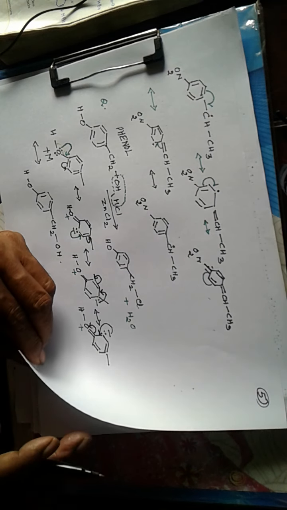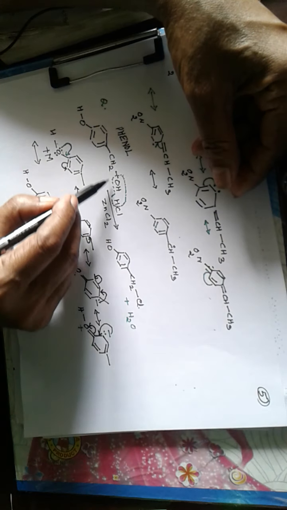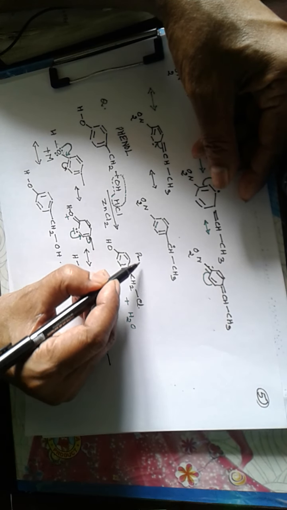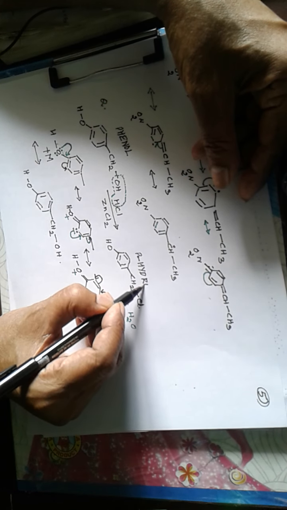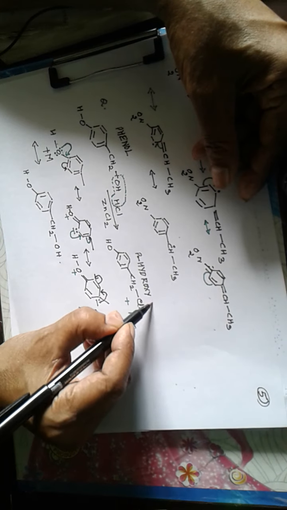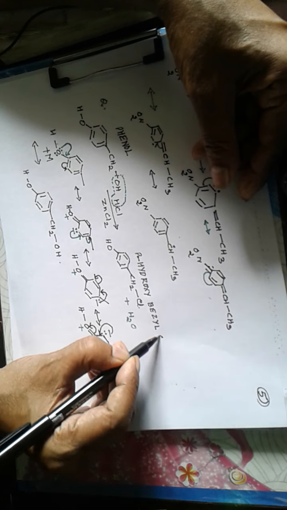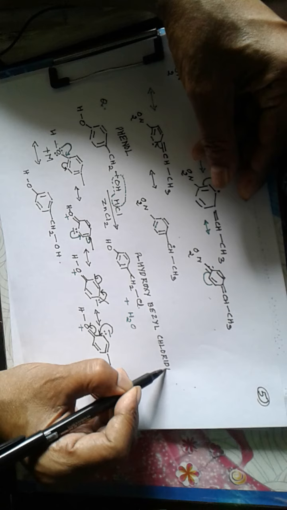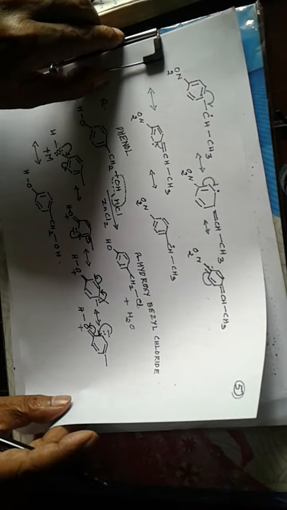And hence the CH2OH group will be substituted by chlorine. So we get para-hydroxybenzyl chloride. This is para-hydroxybenzyl alcohol, and the product is para-hydroxybenzyl chloride. And you need not remember the names but understand the reaction.